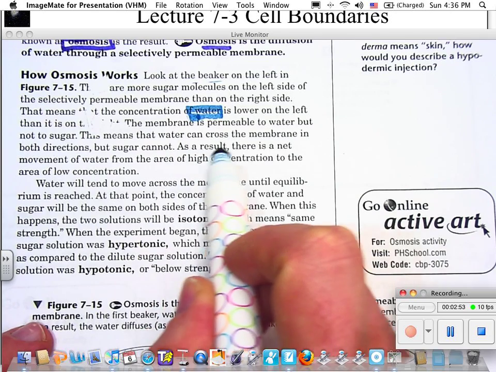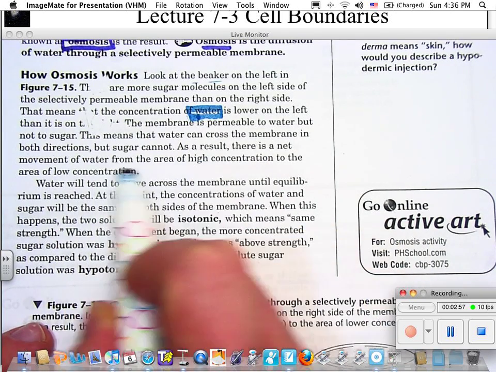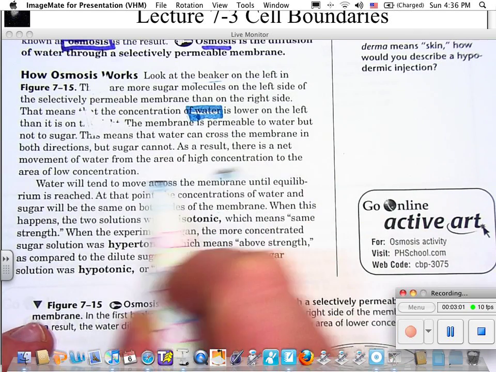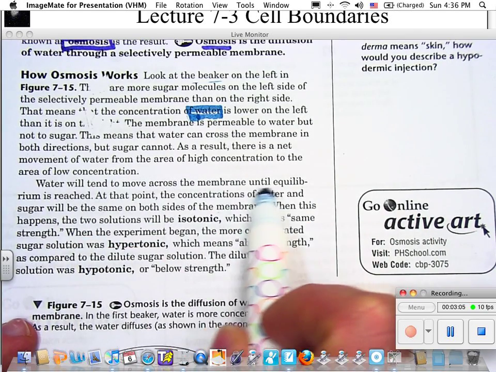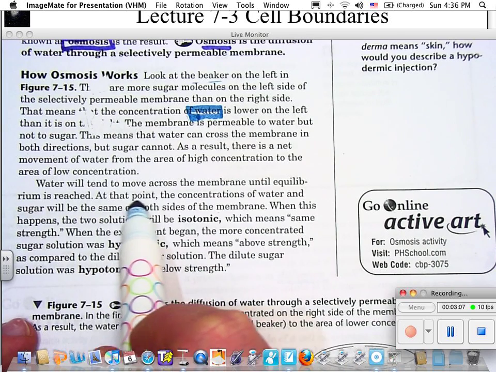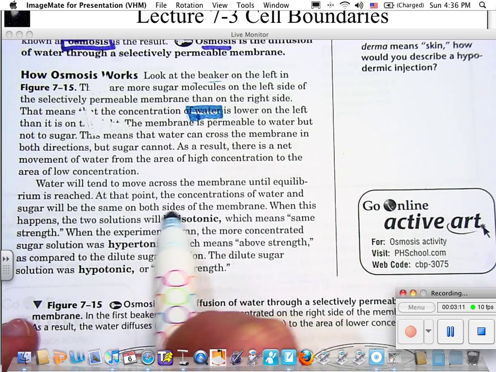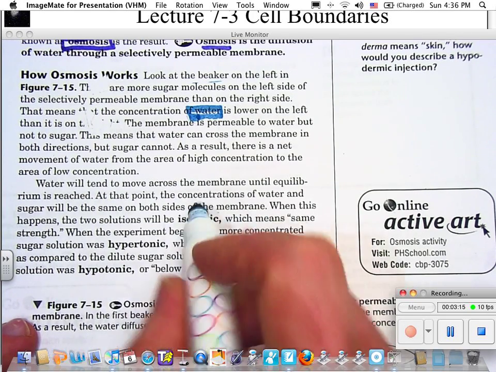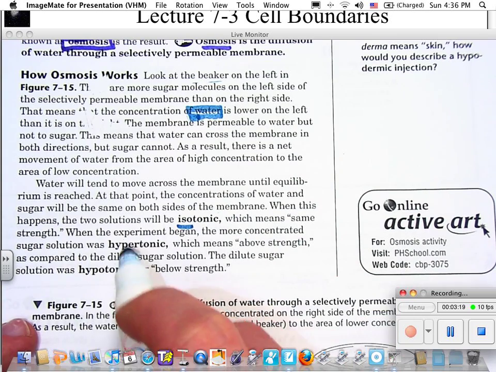As a result, there is a net movement of water, net means total, from the area of high concentration to the area of low concentration. Water will tend to move across the membrane until equilibrium is reached. At that point, the concentrations of water and sugar will be the same on both sides of the membrane. When this happens, the two solutions will be isotonic, which means same strength.